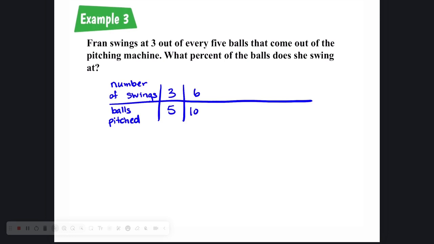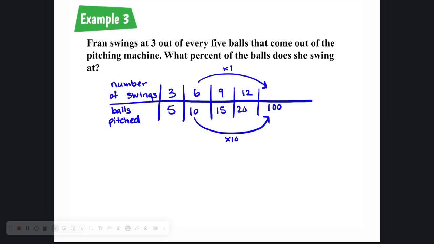Continue the table as necessary. 3 times 3 is 9, and 5 times 3 is 15. 3 times 4 is 12, and 5 times 4 is 20. You can use math facts in order to create a fraction with a denominator of 100. For example, 10 times 10 is 100, so we can repeat this multiplication on the top. 6 times 10 is 60. Therefore, the ratio of 3 to 5 is the same as the ratio 60 to 100. The ratio 60 to 100 is equal to 60%, so Fran swings at 60% of the balls that come out of the pitching machine.